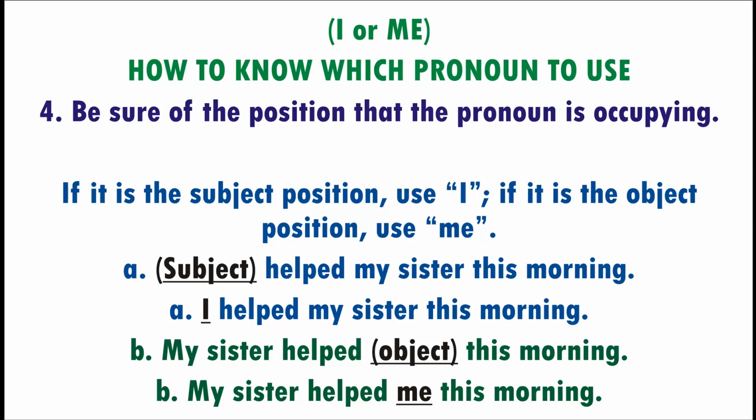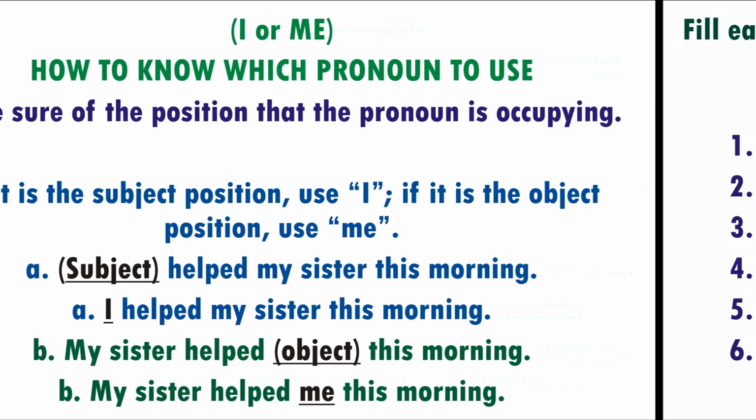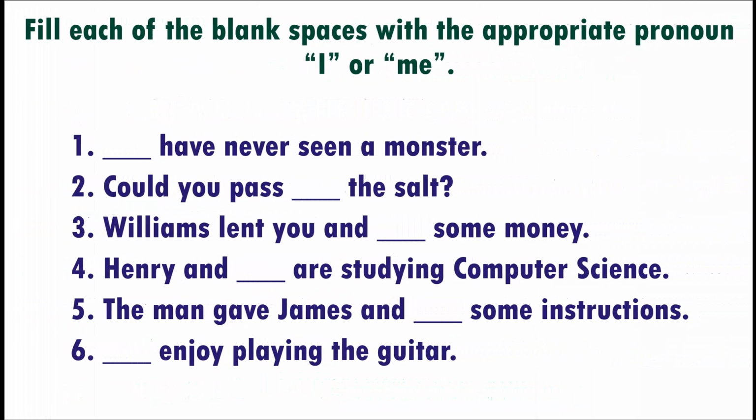So we've come to the end of the lesson, but then I have this exercise for us. Let's practice with these exercises. We have 6 of them. So fill each of the blank spaces with the appropriate pronoun, I or me. 1. Blank, I've never seen a monster. So put I or me in that blank space.